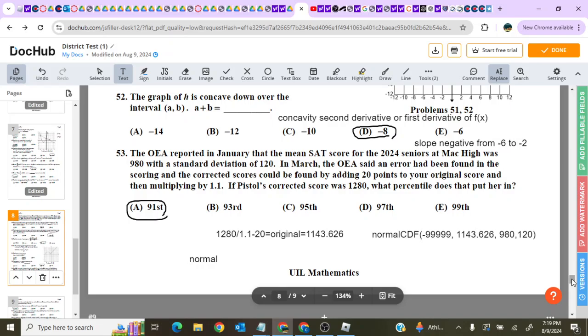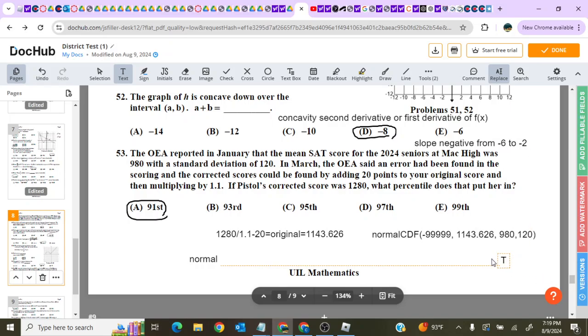53. The OEA reported in January that the mean SAT score for the 2024 seniors at Mac High was 980, standard deviation of 120. In March, the OEA said an error was found, and they corrected the scores by adding 20 and then multiplying by 1.1. If Pistol's corrected score was 1280, what percentile is she in?